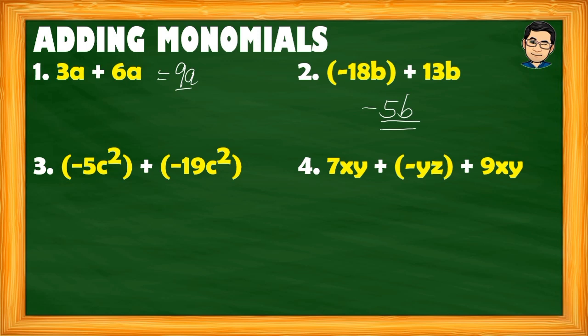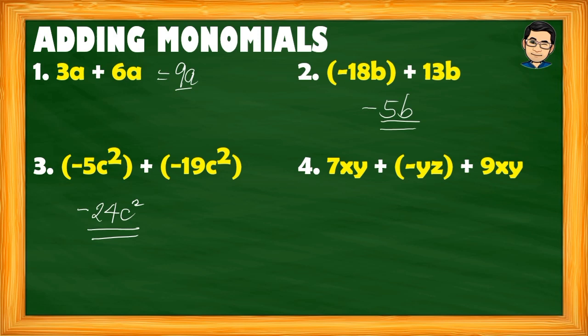Next, negative 5c squared plus negative 19c squared. So, similar terms pa rin po sila. And then, just simply add the numerical coefficients and then copy the literal coefficients. So, negative 5 plus negative 19. So, since pareho po silang negative, same sign po, add lang po and then copy the sign negative. So our answer will be negative 24 and then copy the literal coefficient c squared. So our final answer will be negative 24c squared.